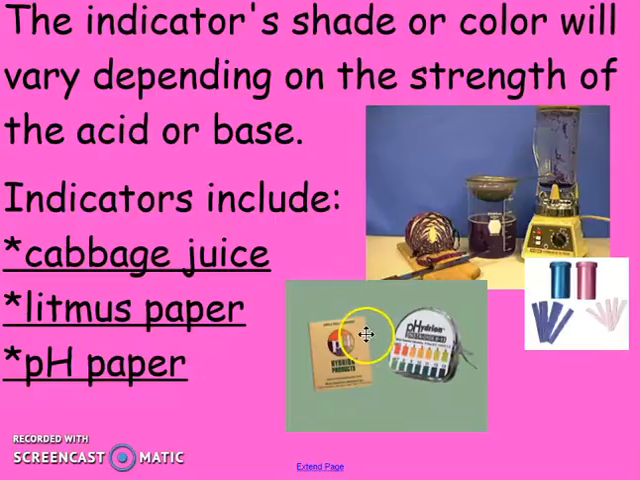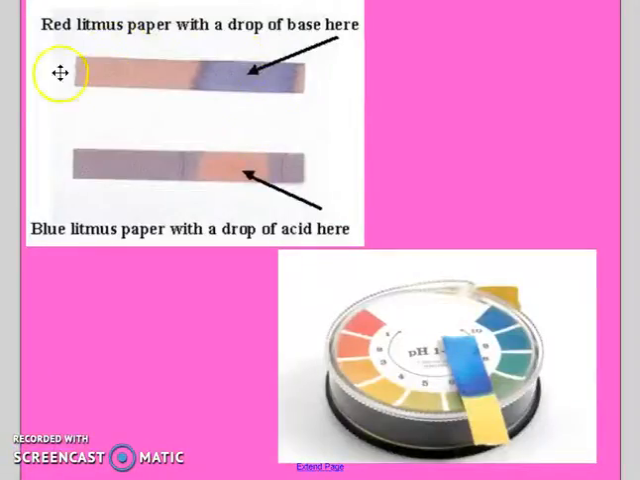Now, pH paper is probably the most specific, in that it's going to tell you not only if something is an acid or base or neutral, but how strong that acid or base is, because it's going to give you a specific number on the scale. So for each of these, you can see here, red litmus paper with a drop of base is going to turn blue. Blue litmus paper with a drop of acid will turn red. And then pH paper was dipped into a substance, and as you can see, it's on the far end of the scale toward the base here. So that's what happens when you test them with substances.